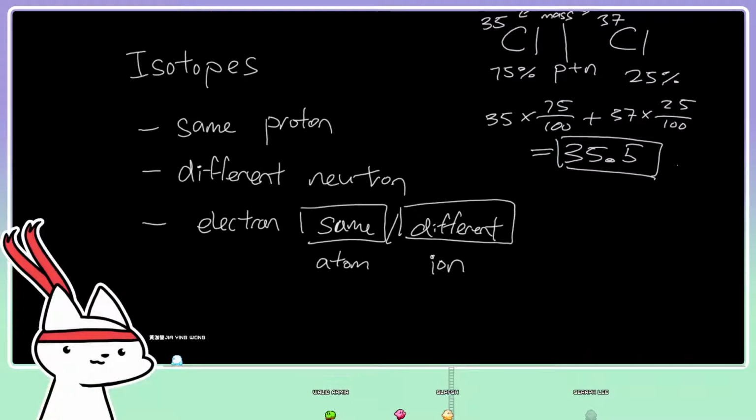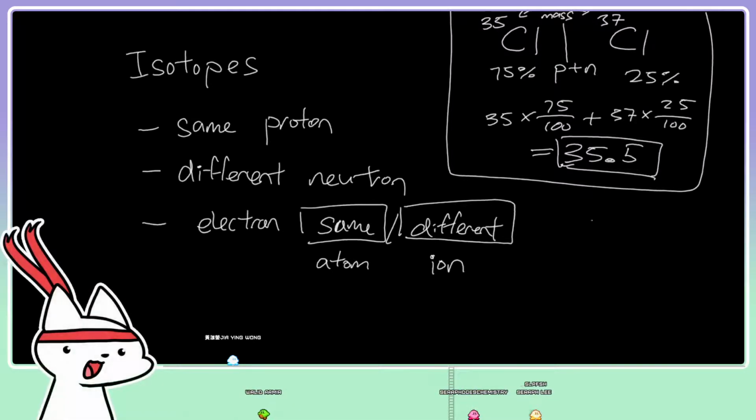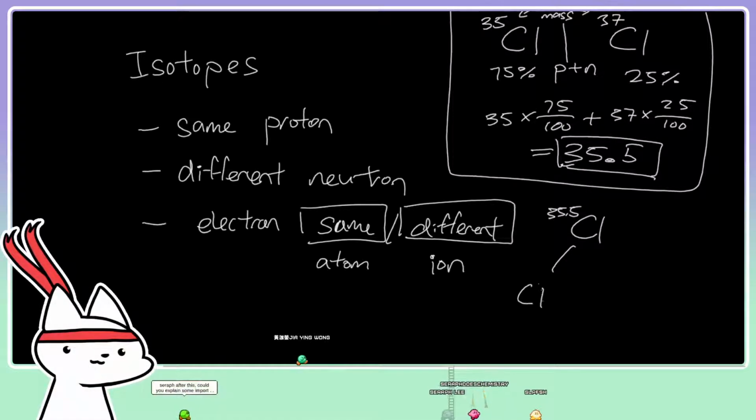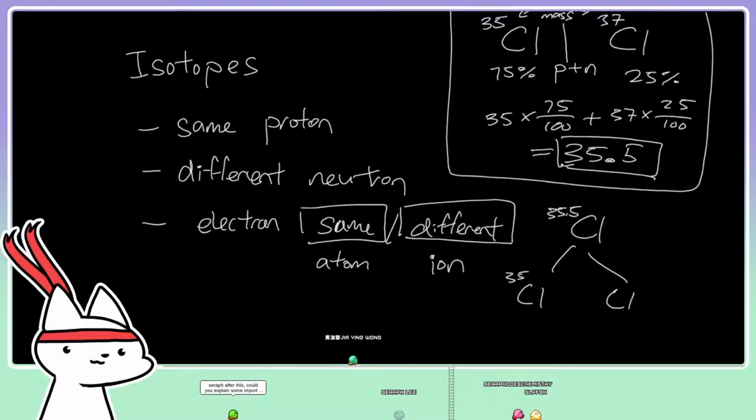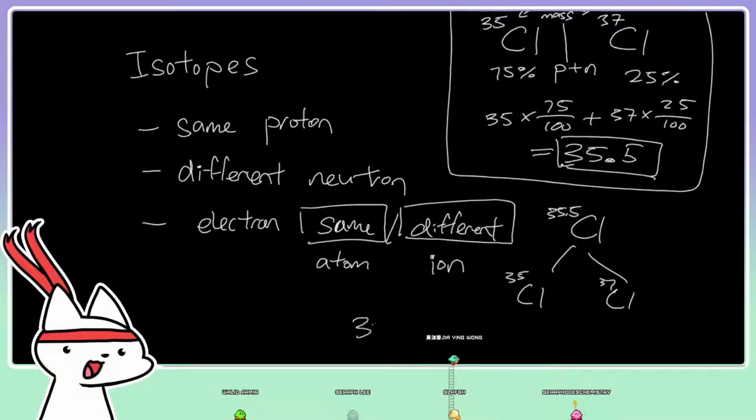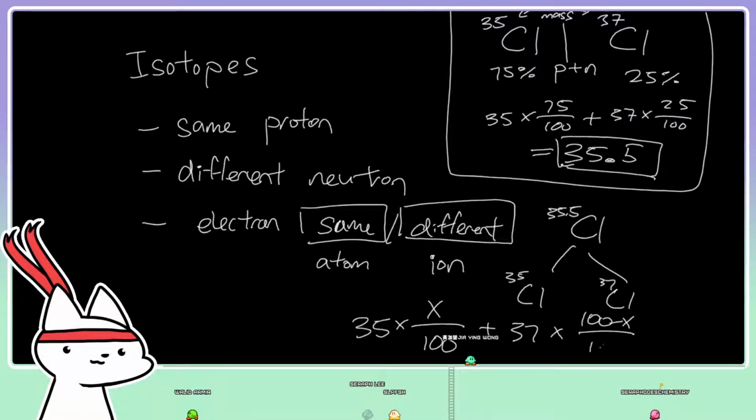The second type of question, they'll give you the average mass. In this case, let's use the same thing. They give you that the average mass is 35.5. There is chlorine 35 and there is chlorine 37. Can you find the percentage? In this case, it will be something like 35 times x percent plus 37 times (100 minus x) percent equals 35.5.